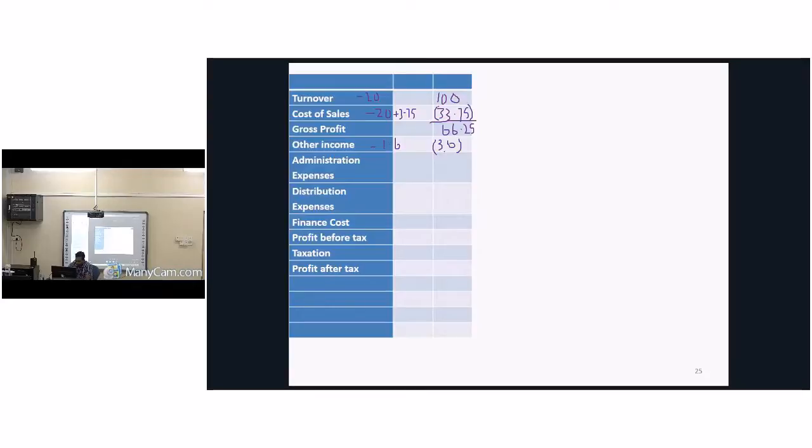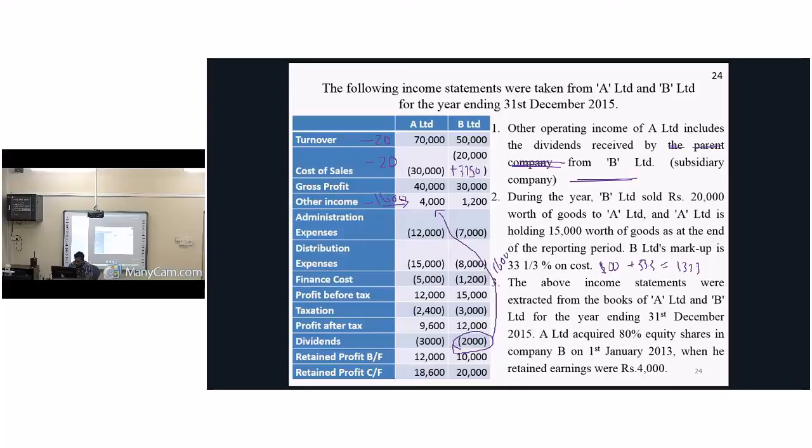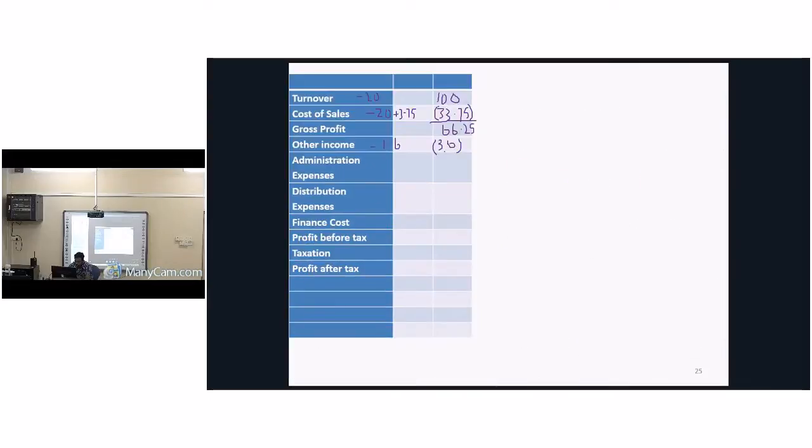Then administration, those things remain unchanged. Admin, selling, finance cost, everything, no change. Therefore, I'll take them together. Admin 19, distribution 23, 15 plus 8. Finance cost 5 plus 1.2, it's 6.2. Altogether 48.2. Everything together 48.2.